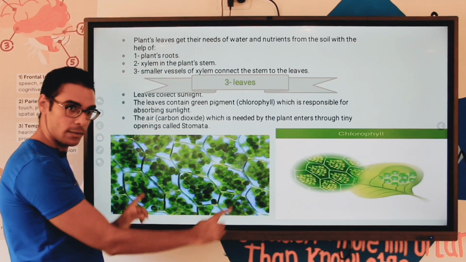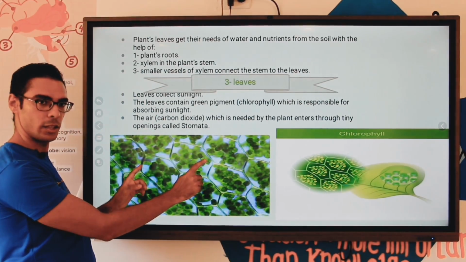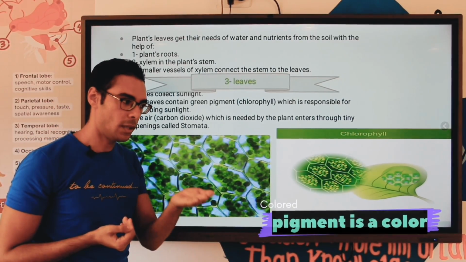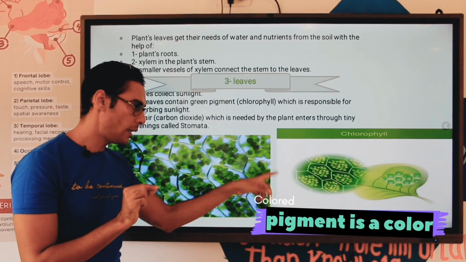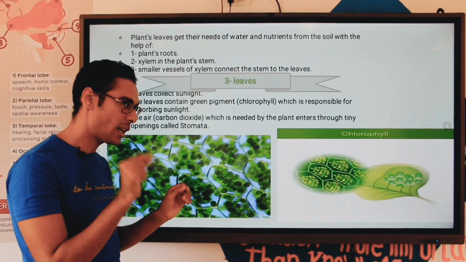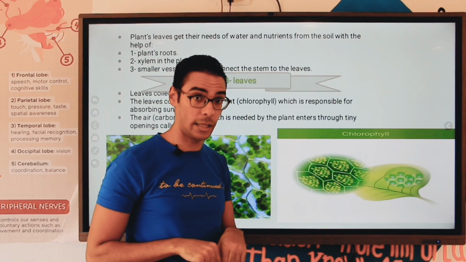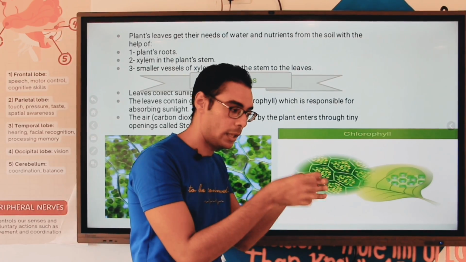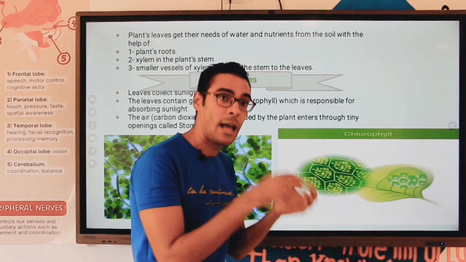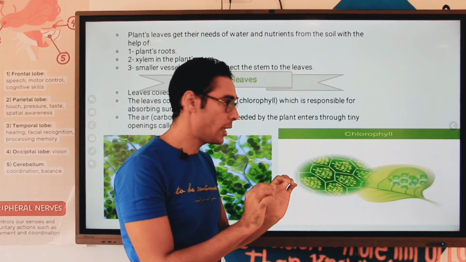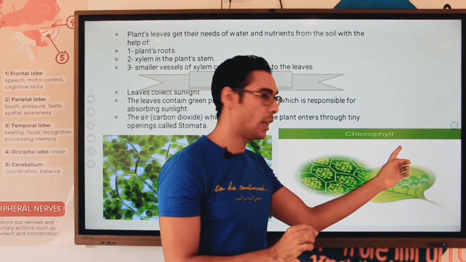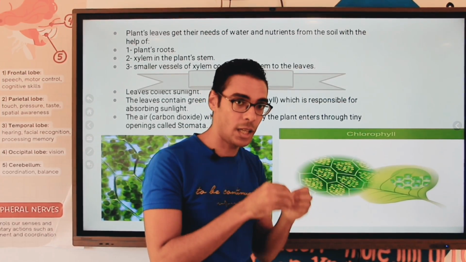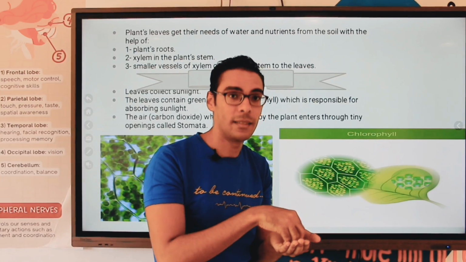So here, the leaves under microscope look like that. Look, it seems like they have green pigments inside. The word pigment means color. So the color of the leaves, which is green, is actually the color of something smaller inside the leaves. So we have leaves, and inside these leaves there are little smaller parts that have green color. This green color is known as chlorophyll. Chlorophyll is the green pigment inside the leaves.